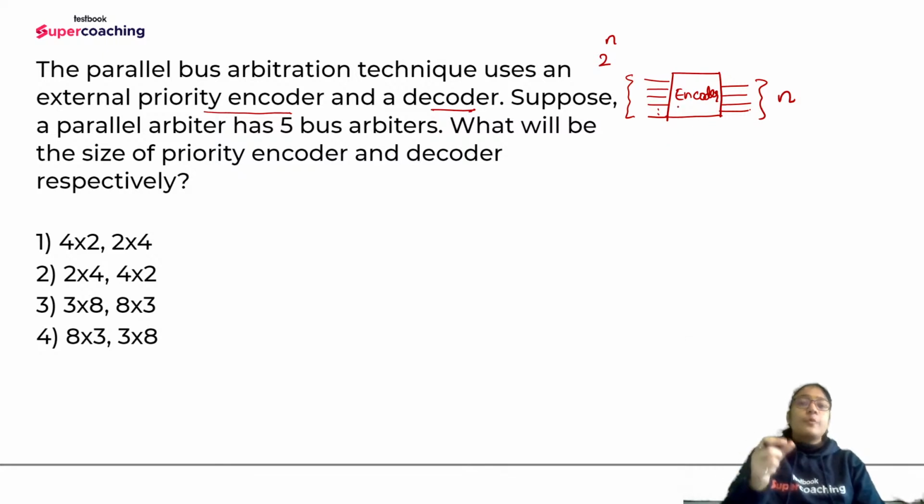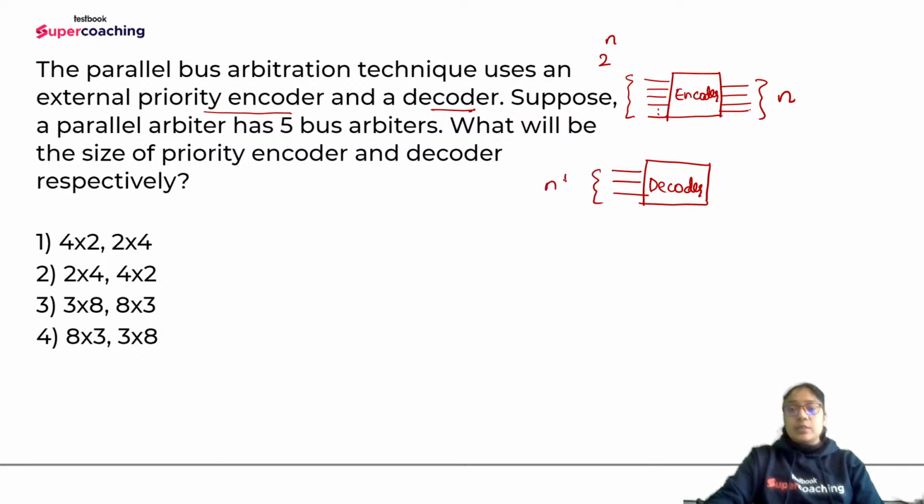What happens in a decoder? You are providing a code, that is, a binary code, and it is going to represent the combination. So in the decoder, if we have n bits of input, let's say we have n lines for input, then the output lines will be 2 raised to power n.